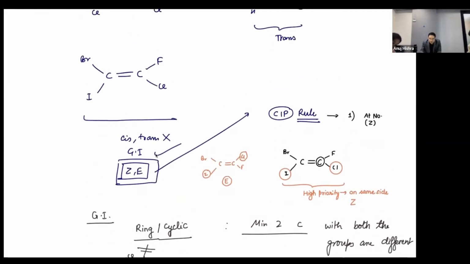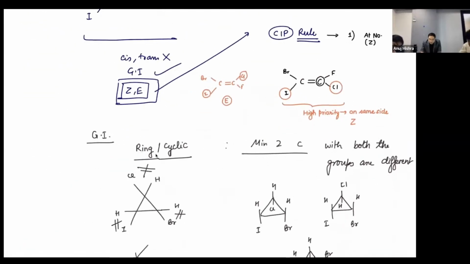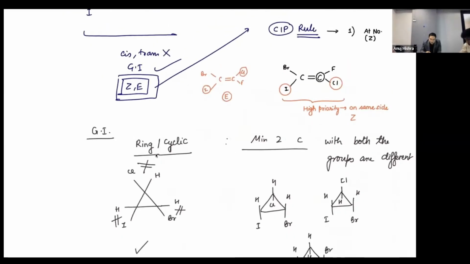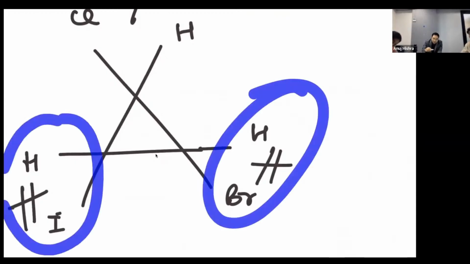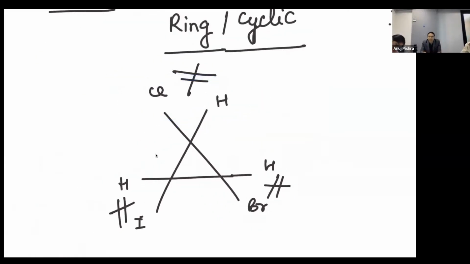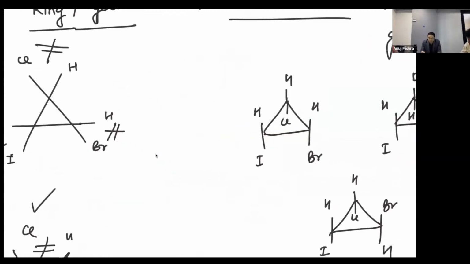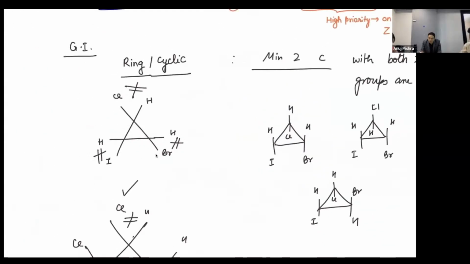If you want to check geometrical isomers in a cyclic or ring structure, note down the rule for it. Minimum 2 carbons with both the groups different should be present. For example, look at this compound. I have these 2 carbons, right? See here, H Br is different, H I is different, H Cl is also different. We require minimum 2. You have 3, that's okay. At least 2. Look at the next example. H Br, H Cl, H I, all 3 are different. Excellent. We can get more isomers.